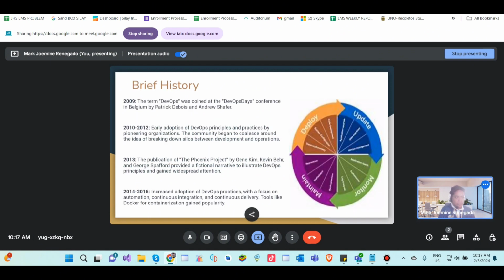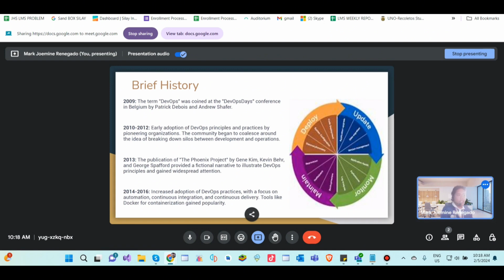Okay. So next, we are now on the brief history. In 2009, the term DevOps was coined at the DevOpsDays conference in Belgium by Patrick Debois and Andrew Shafer. So DevOps was started in 2009, and in the early 2010 to 2012, there was early adoption of DevOps principles and practices by pioneering organizations. So it took 1 to 2 years for the big organizations to use DevOps in their companies.